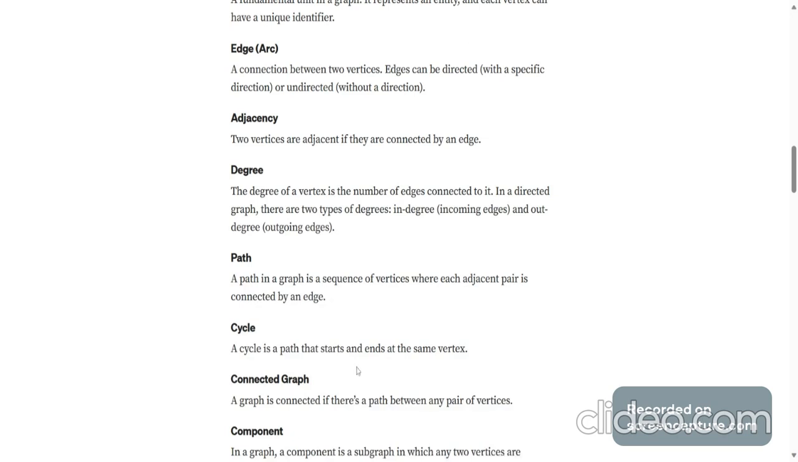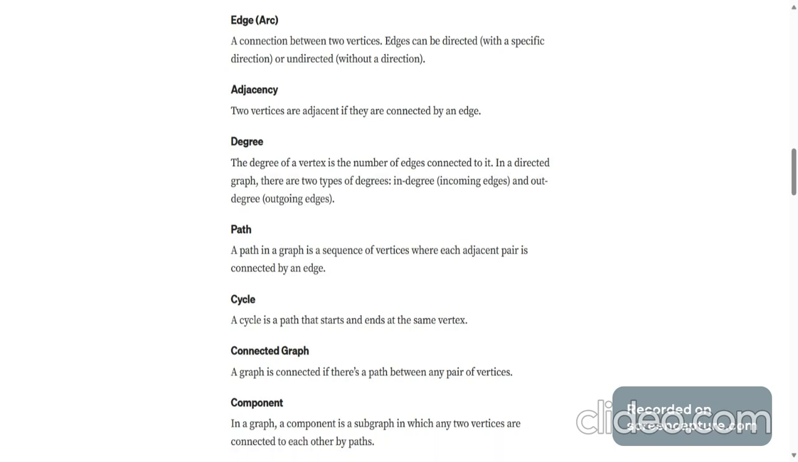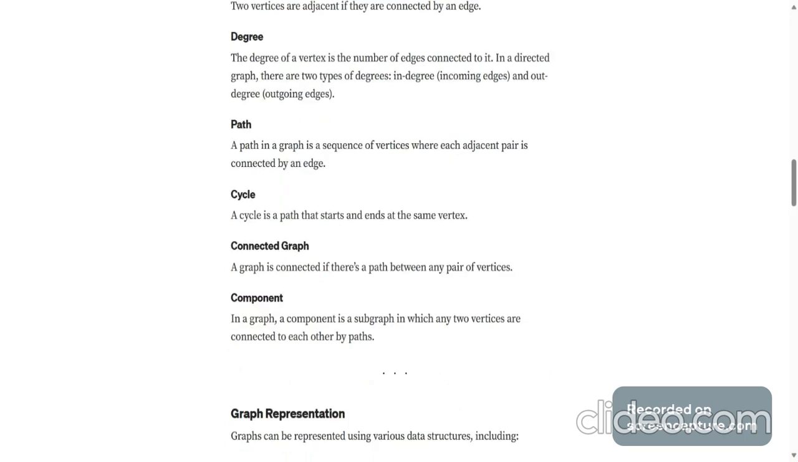Path. A path is a sequence of vertices in a graph where each adjacent pair is connected by an edge. Cycle. A cycle is a path that starts and ends at the same vertex. Connected graph. A graph is connected if there is a path between any pair of vertices. Component. A component is a subgraph in which any two vertices are connected to each other by paths.